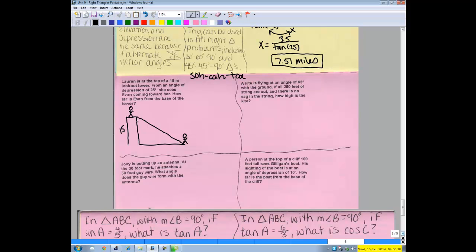From an angle of 25 degrees, and it's an angle of depression, so she's looking down. So this is 25 degrees. How far is Evan from the base of the tower? So how far is Evan away from the base of the tower? So we're looking for this.